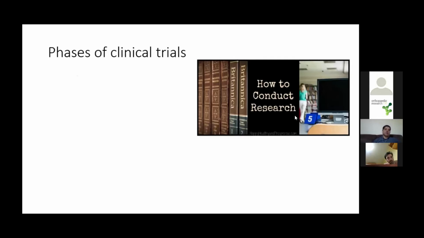Okay, so this is a common one: how to conduct a trial. You are doing an RCT, how do you conduct that? Number one, identify the problem. For example, patients with ankle osteoarthritis: will you treat them with arthrodesis or total ankle replacement? That is the problem. Then identify the gold standard. I will go to search about that topic.